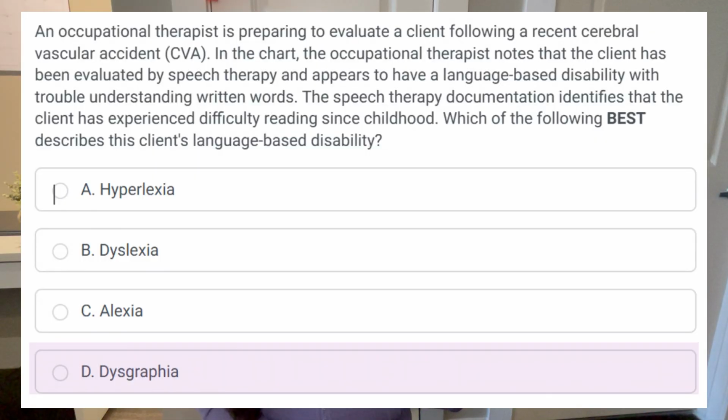Last option is option D, dysgraphia. So, no, answer D is not the answer. The client has trouble understanding written words. Dysgraphia is difficulty with handwriting, pretty much. So, graphia, that means handwriting. So the answer is not dysgraphia because dysgraphia is difficulty with handwriting or legibility of handwriting. So, let's look at the rationale and see if we are right.